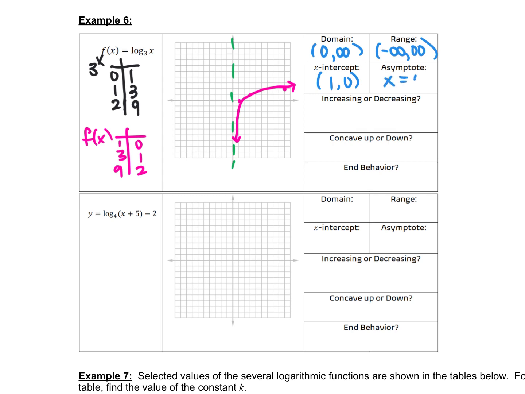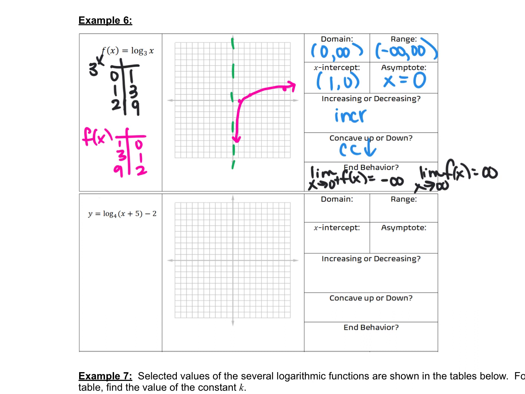Not y. x, because it's vertical. Okay. Is this function increasing or decreasing? Is it concave up or concave down? Down. And then for end behavior, we do the two limits. Limit as x approaches my asymptote, so 0 from the right, of f of x. Where's it going? Negative infinity. And then the limit as x approaches infinity. Where's it going? Positive infinity.